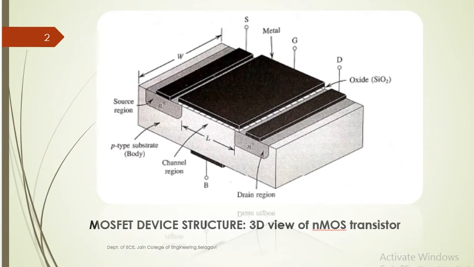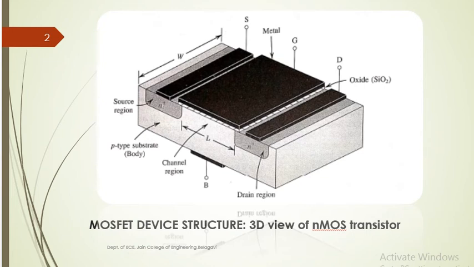The channel length is defined as the distance between the diffusion regions, N plus regions, and the channel width is represented by W. So by varying channel length and width, you will get various transistors. It represents a single transistor of NMOS.